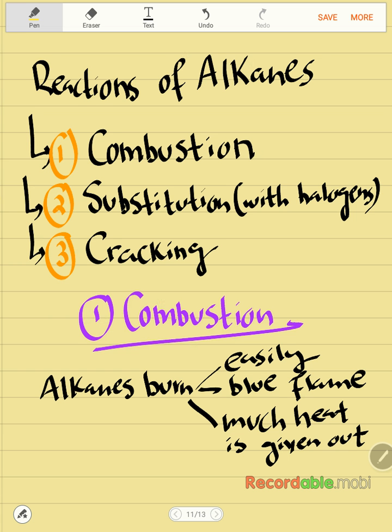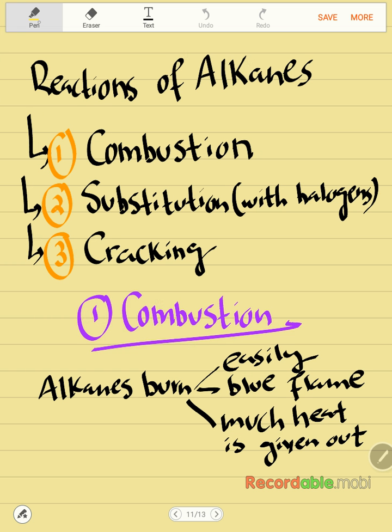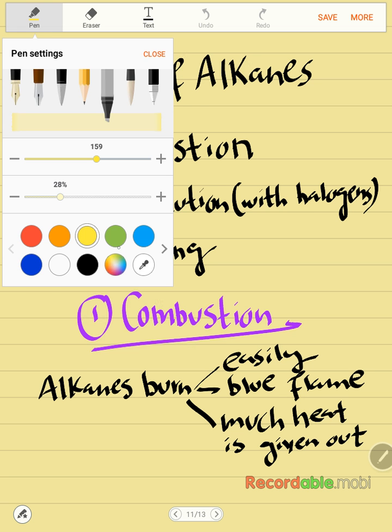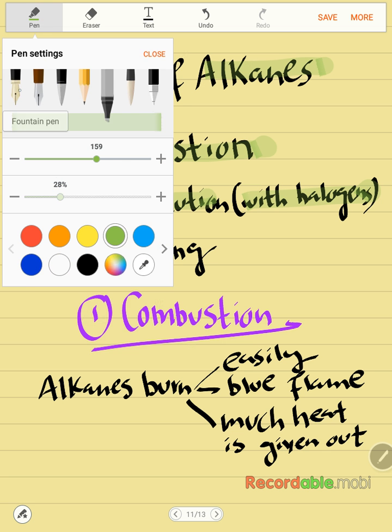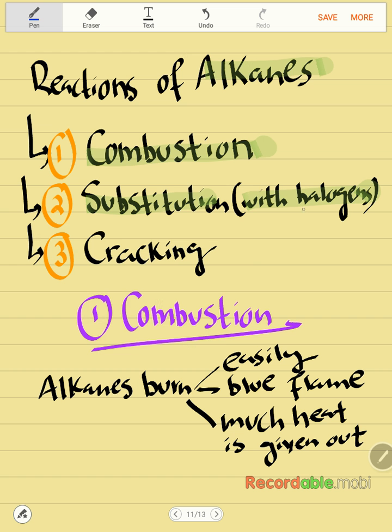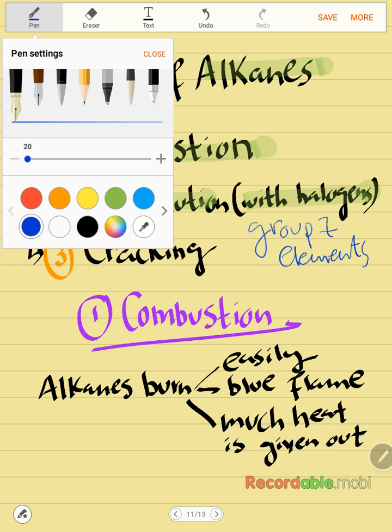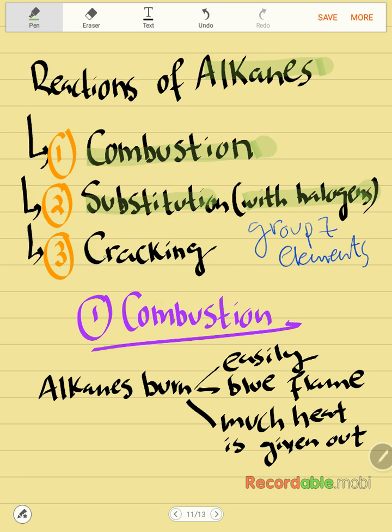Okay, next, reactions of alkanes. There are 3 different reactions that alkanes can undergo. The first is combustion. The second is substitution with halogens. Halogens, for those of you that are not familiar with the term, are group 7 elements in the periodic table, like chlorine and bromine and all these different elements. And the third reaction that alkanes can undergo, let me get the highlighter, is cracking.